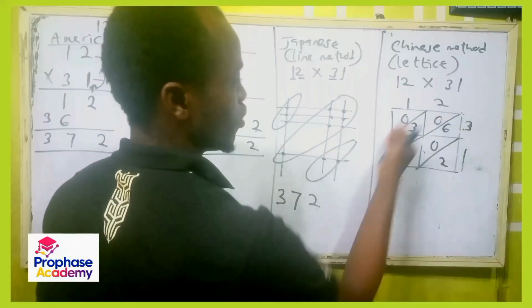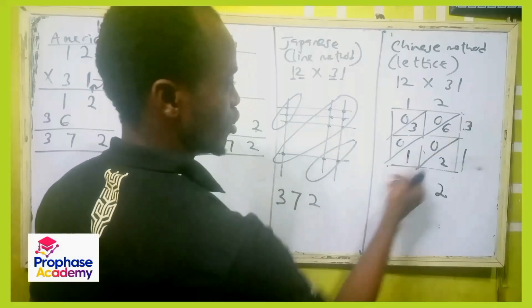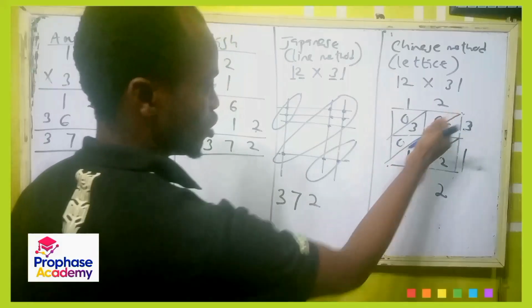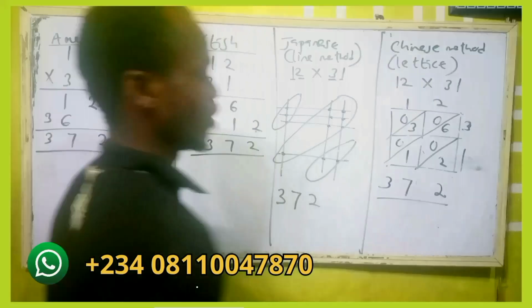So along this diagonal line, let's put our value. So along this diagonal line, we have what? 2. Along here, 6, 0, 1. That is what? 7. Addition. And the addition of all this one is what? 3. Then 0 is nothing. You can see we have the value.